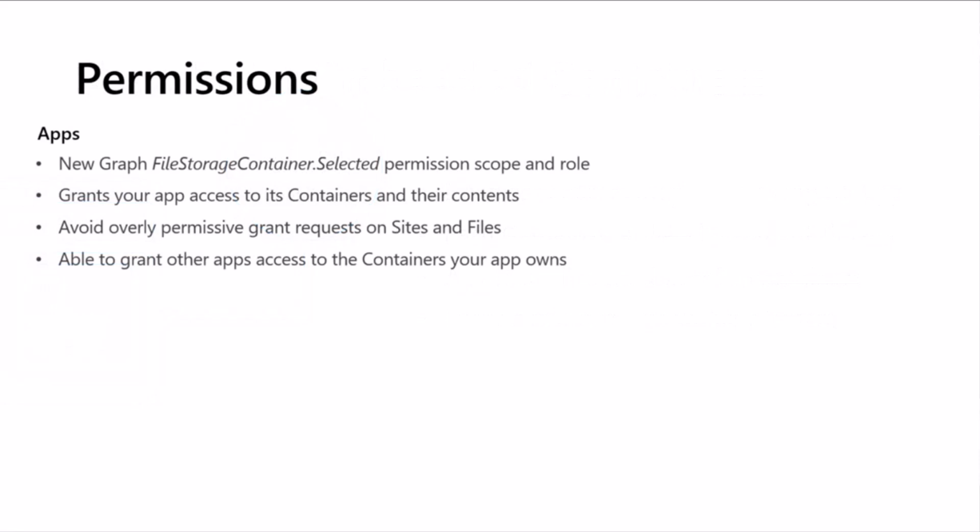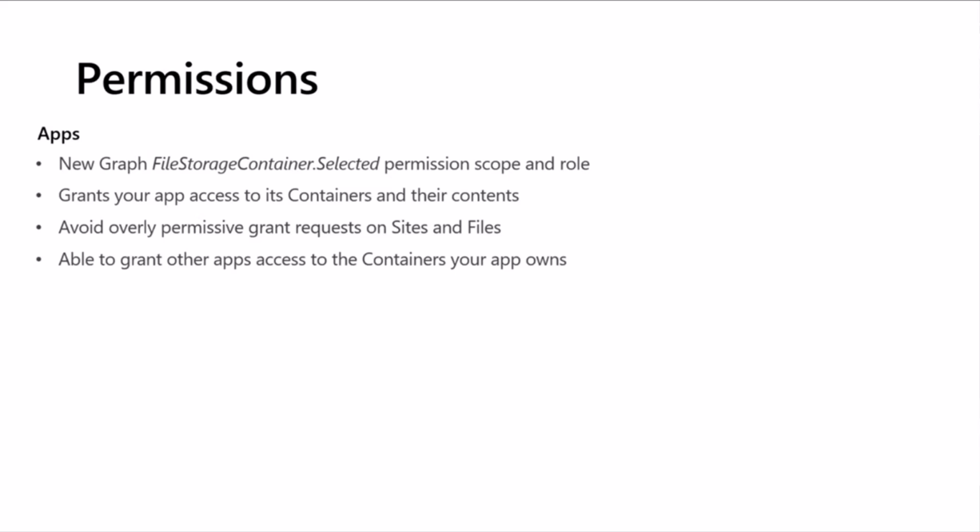So now let's talk a little bit about permissions for that. There was a timely question in the chat this morning that hopefully we can answer here. At the application level, in terms of permissions for these container collections, all your app needs to ask for in order to manage this collection of containers in a tenant is a new Graph permission scope and role called FileStorageContainer.Selected. This is a new one. It's actually, I think, still hidden, but becoming available on Graph. It grants your app access to containers and their contents.